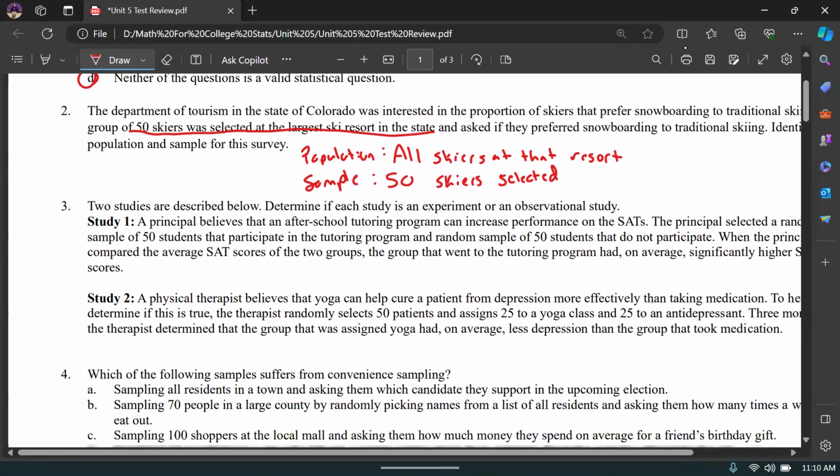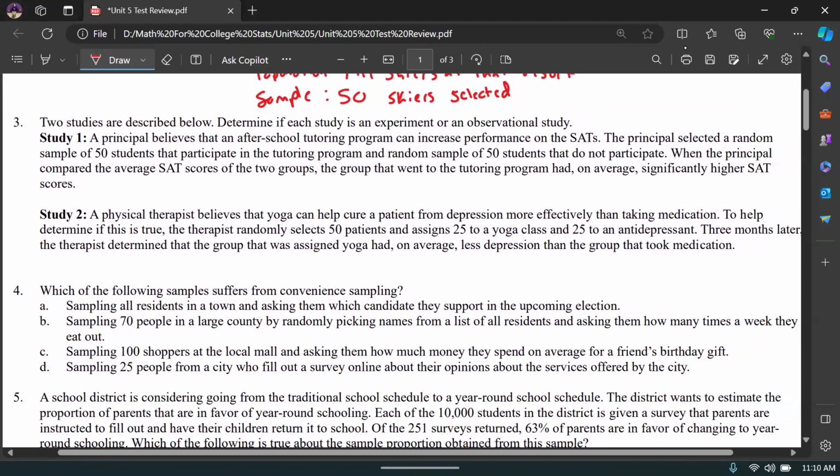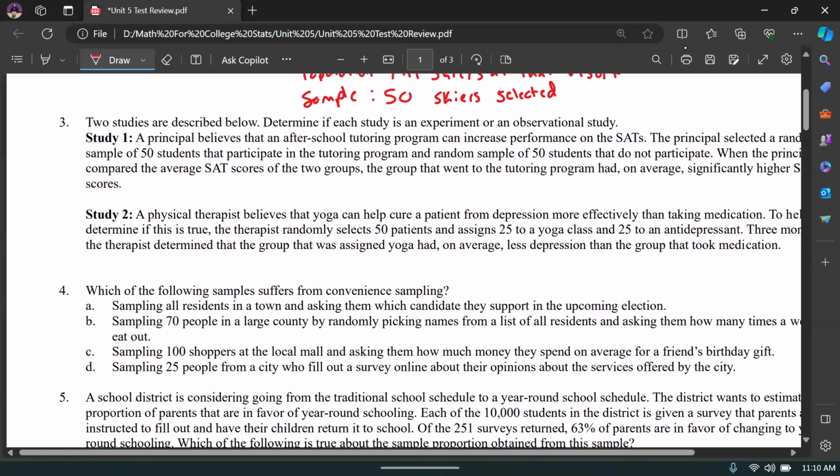All right, so number three, determine if these studies are experiment or observational studies. So number one says a principal believes that an after-school tutoring program can increase performance on the SATs. The principal selected a random sample of 50 students that participate in the tutoring program and a random sample of 50 students that do not participate. When the principal compared the average SAT scores of the two groups, the group that went to the tutoring program had on average significantly higher SAT scores. This right here, study one, is observational.